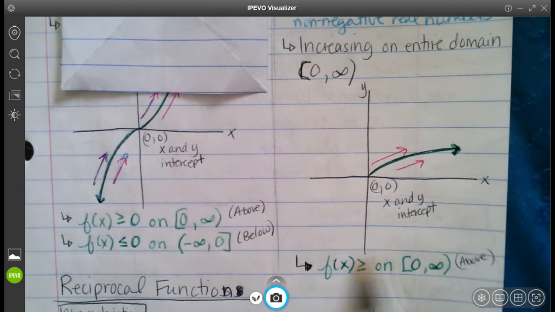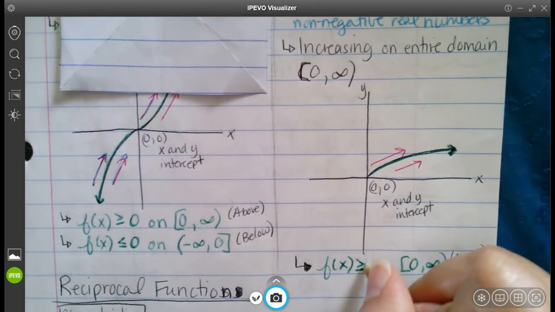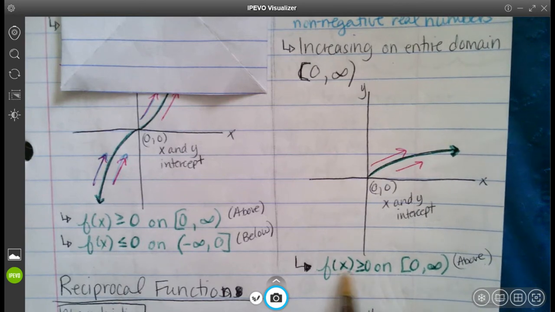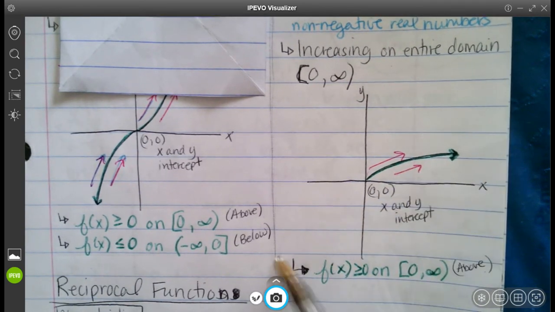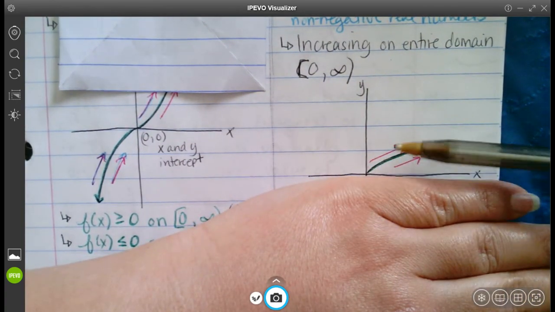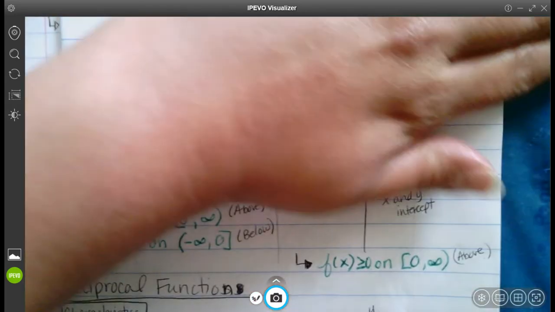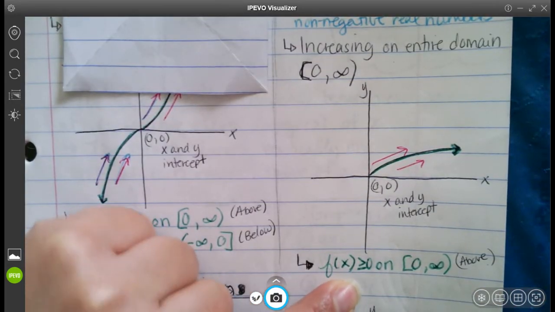For our graph analysis here, this would be positive on the interval. Why am I getting greater than 0? Okay. This is greater than or equal to 0 on the entire domain also, because if we look at the graph on top of the x-axis, well, the entire graph is on top of the x-axis. There's nothing below the x-axis, so it's not going to be less than or equal to 0 anywhere.